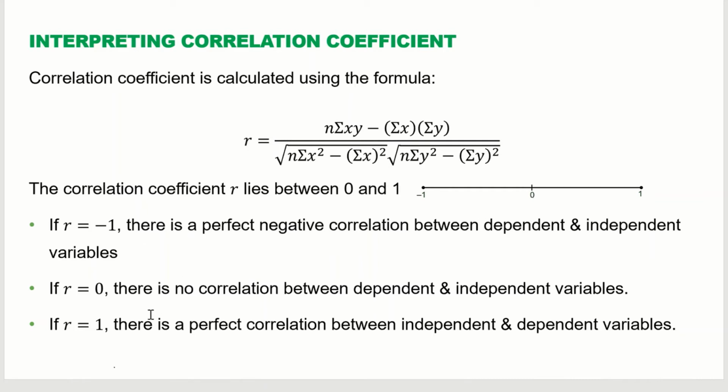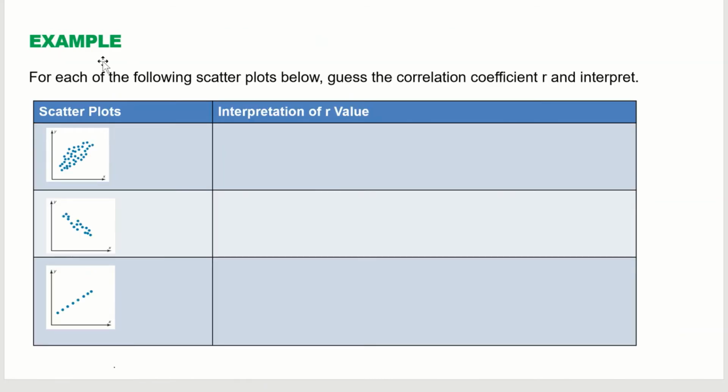If r equal to 0, there is no correlation between the dependent and independent variable. And if r is positive 1, there is a perfect positive correlation between independent and dependent variable. Now let's take an example here.